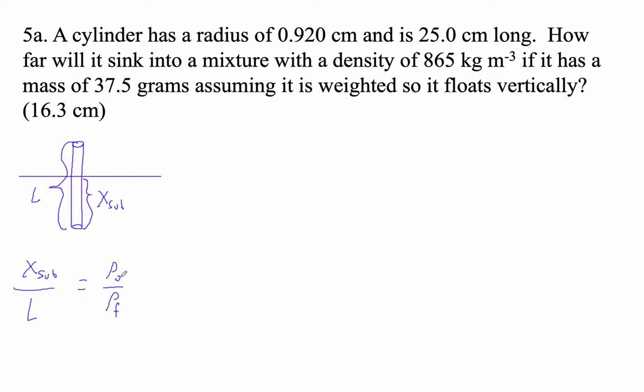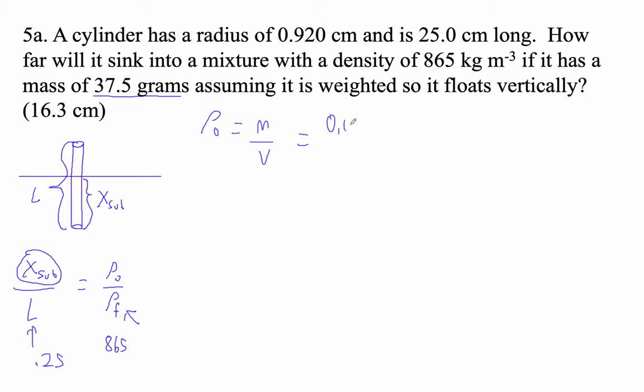Okay. So let's see. We have the length, right? This is 0.25, right? We're trying to figure out the amount that's submerged. We have the density of the fluid is 865, right? We got to figure out the density of the object, though. Okay, so let's do that first. The density of the object is mass over volume. So that's, let's see, here's our mass.